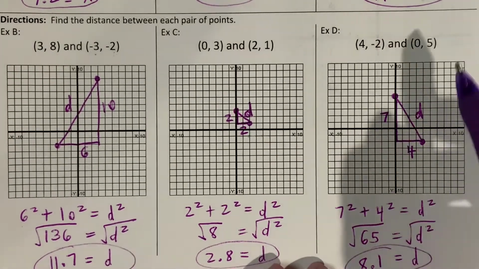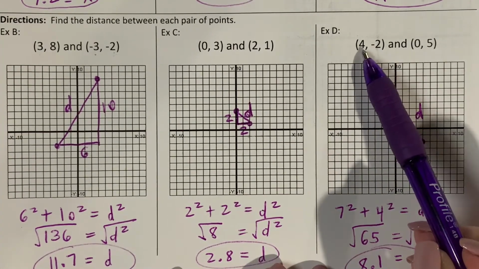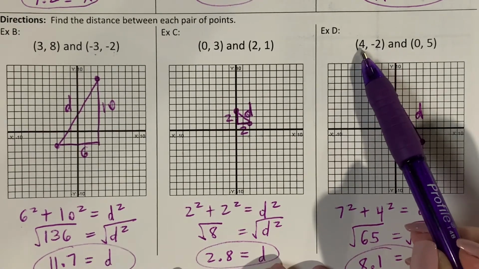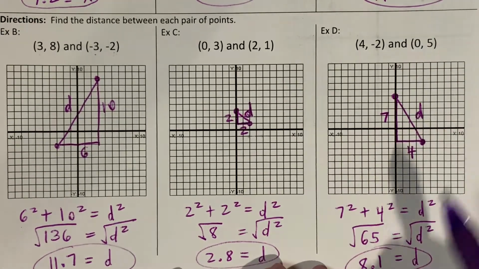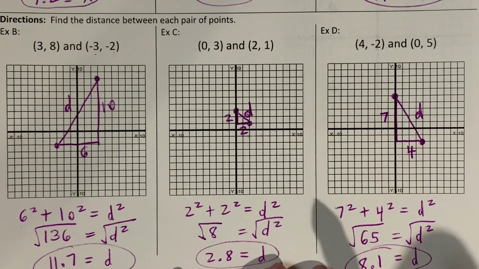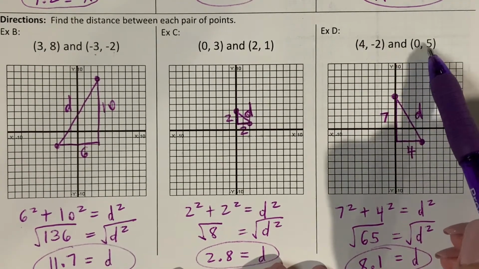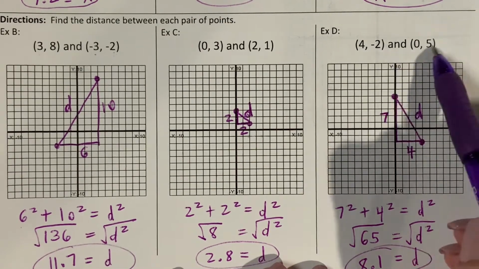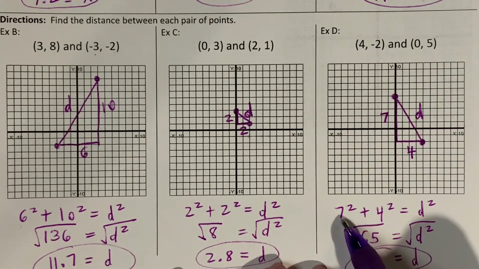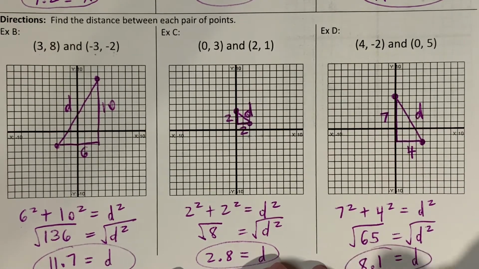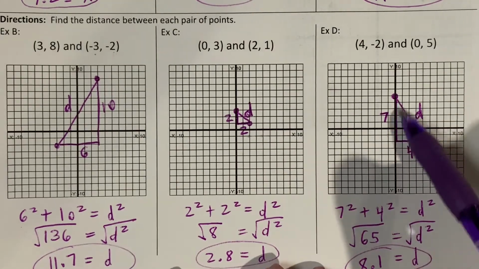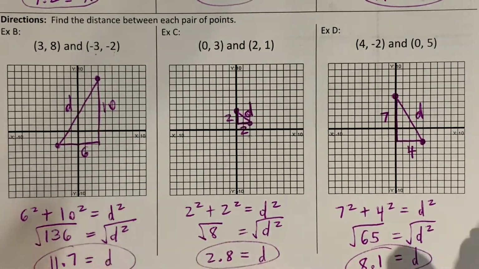I could have also looked at just my change in my X values and thought, how much did X change if it went from 4 to 0? Well, it changed 4 units. So one of my legs is 4. And then for my Y's, if I was at -2 and I went to 5, that's 7 units change. And so my vertical change, or my value for my other leg, would be 7. So you can, again, look at the ordered pairs, or you can always draw the triangle to help you.